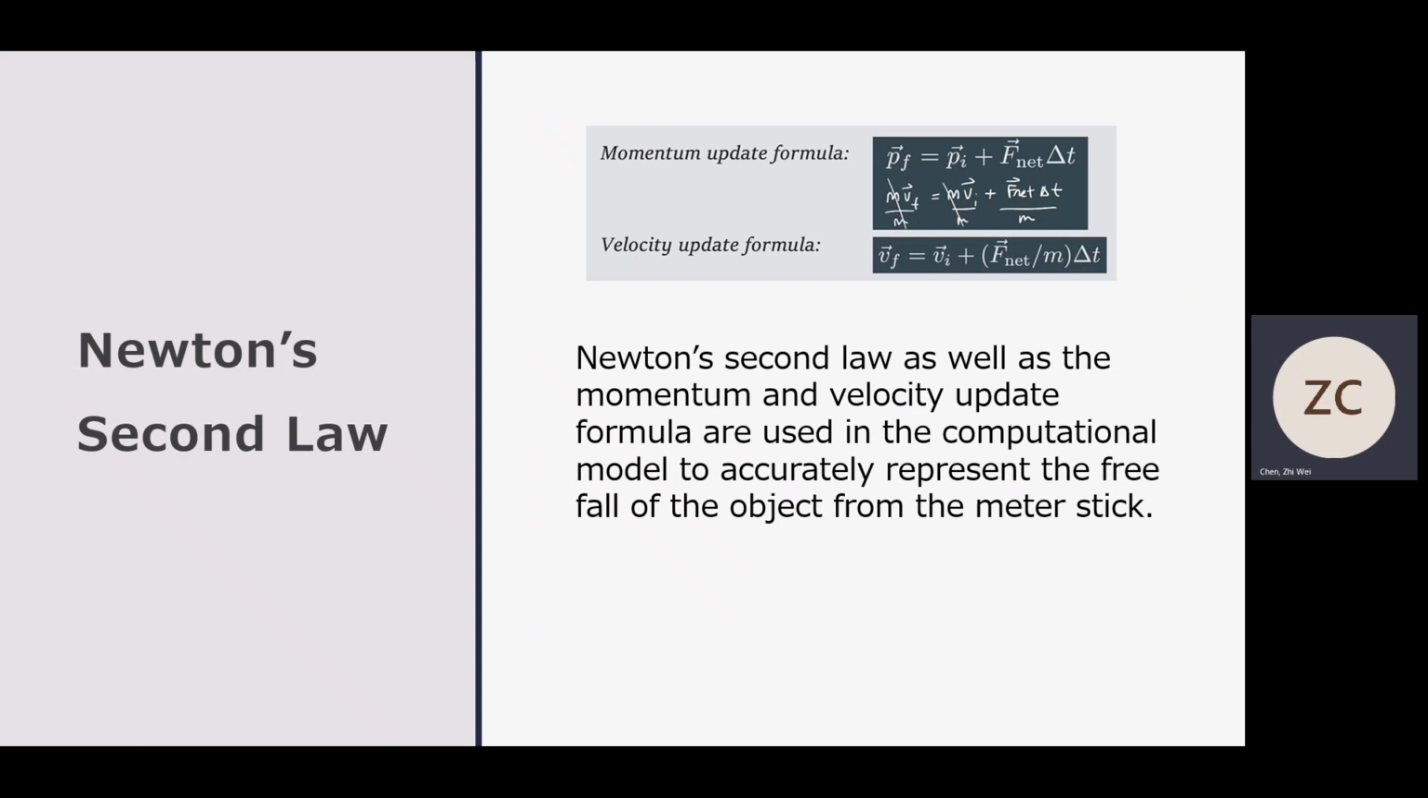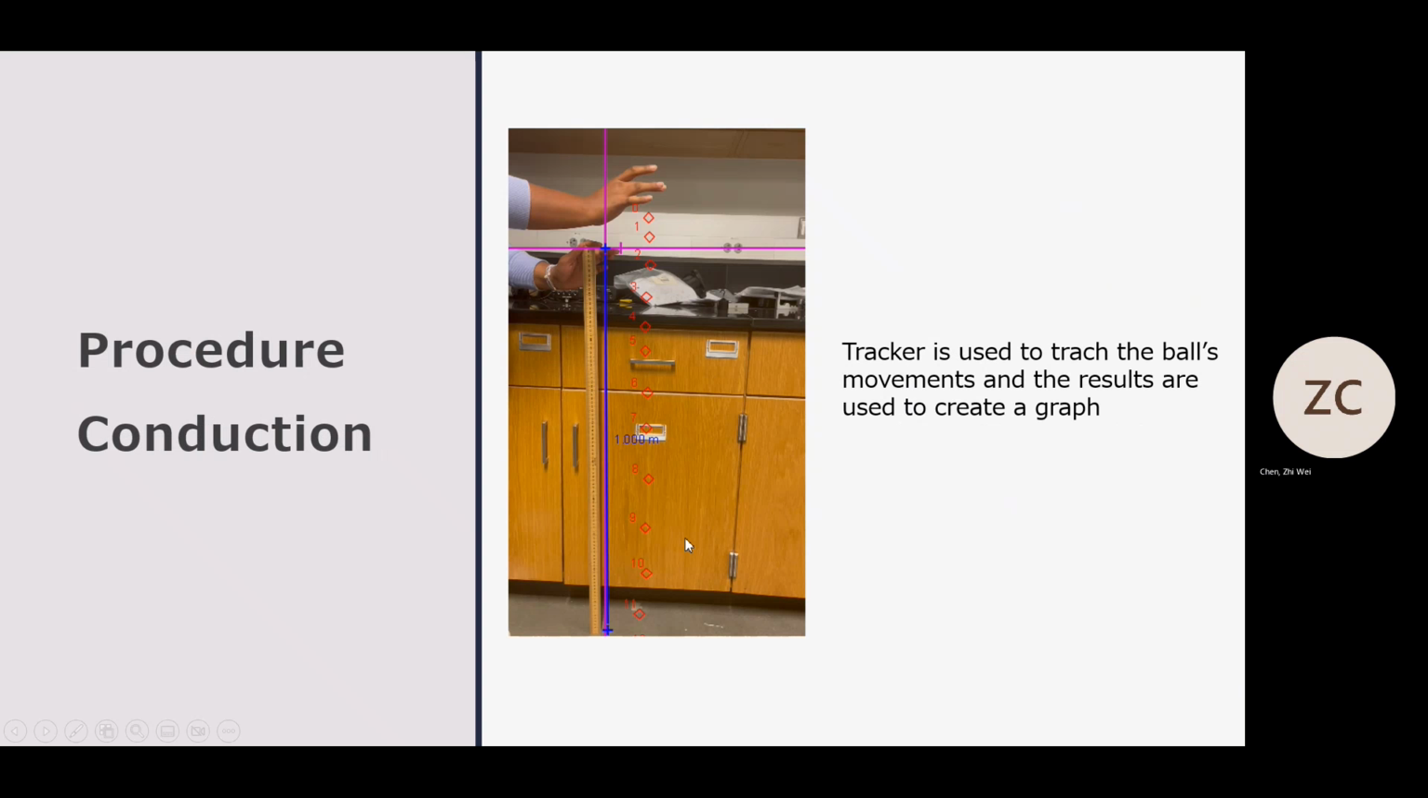This lab is over Newton's second law, as well as momentum and velocity update formulas. Those are all used in the computational model to accurately represent the free fall of the object from the meter stick. So in Tracker, we used it to track the ball's movement, and the results are used to create a graph.